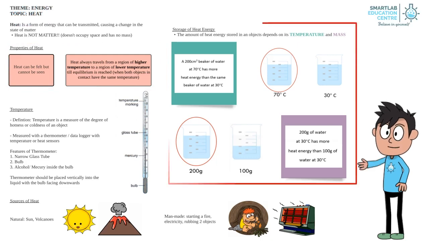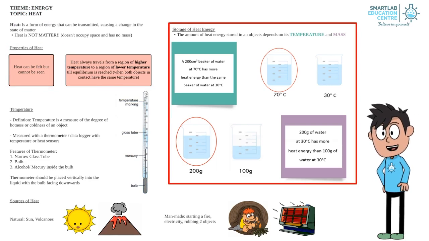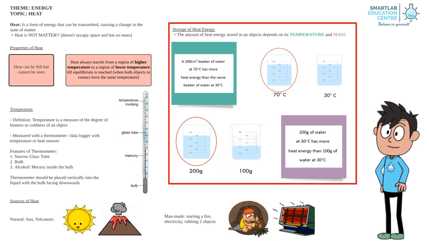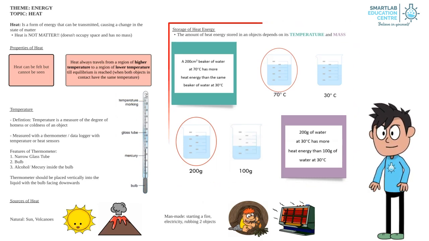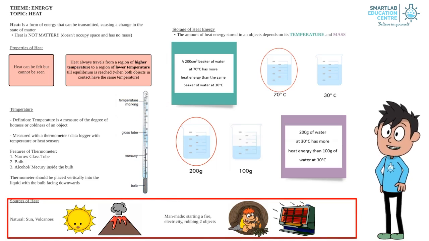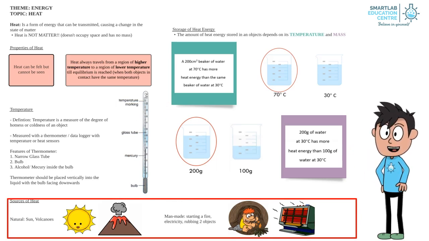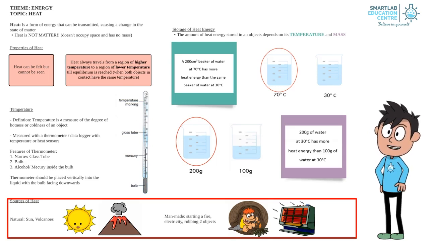Storage of heat energy. The amount of heat energy stored in an object depends on its temperature and mass. An object with a higher temperature and higher mass would have more heat energy. Sources of heat. Examples of natural sources of heat include the sun, volcanoes, and geysers. Examples of man-made sources of heat include starting a fire, rubbing two objects together, and electricity.